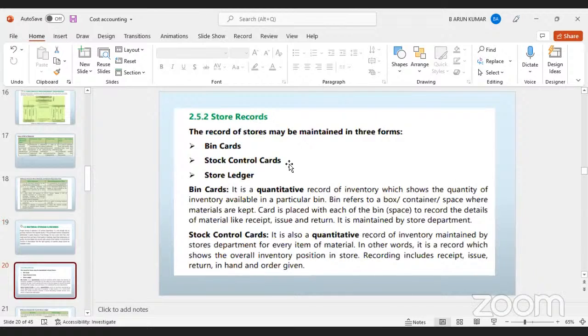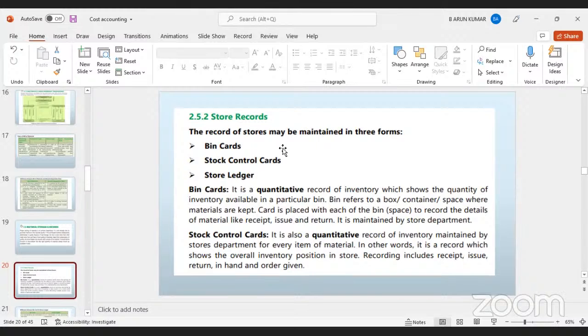Okay, records. Store records are actually three types. One is bin cards. Second one is stock control cards. Third one is store ledger. After purchasing the material, we put that material into one godown that is called the store. In that store we maintain the three types of records. One is bin card, second one is stock control cards, third one is store ledger.